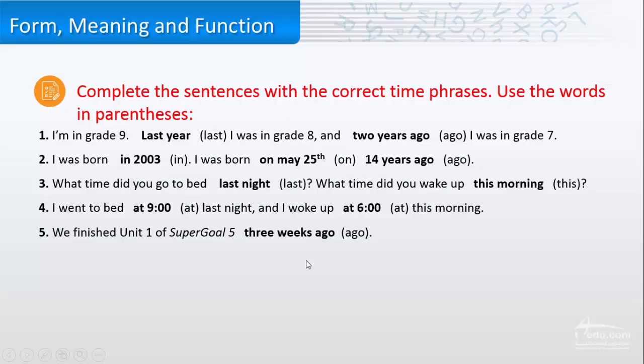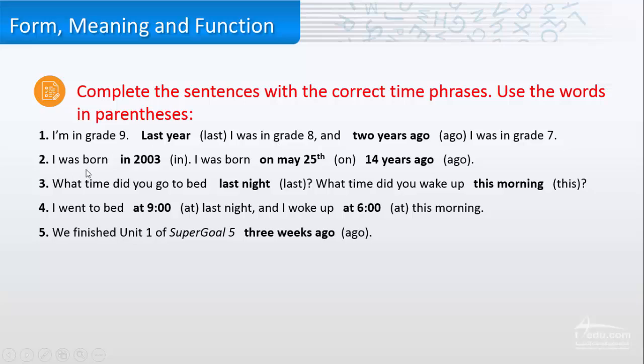Complete the sentences with the correct time phrases. Use the words in the parentheses. For example, if we're going to say, I'm in grade 9, last year I was in grade 8, okay? And 2 years ago I was in grade 7. So if we are going to use ago, then we are going to use numbers like 2 years ago, 2 months ago, as we explained before. Last, because now I'm in grade 9. So, of course, last year I was in grade 8.